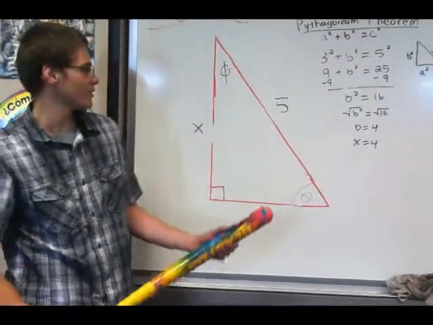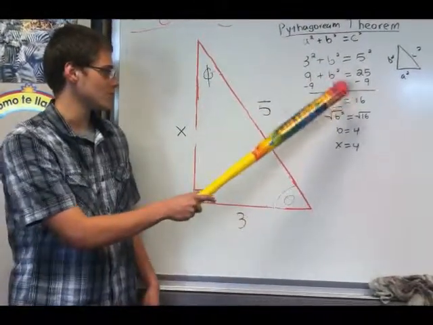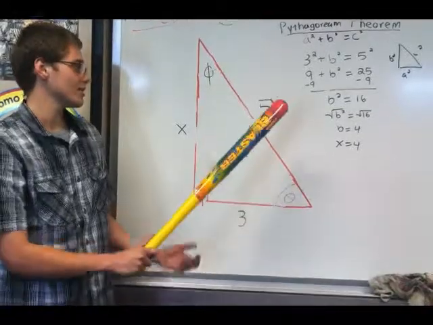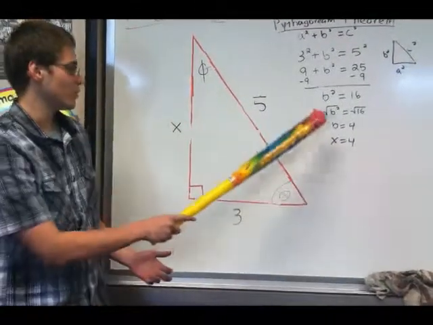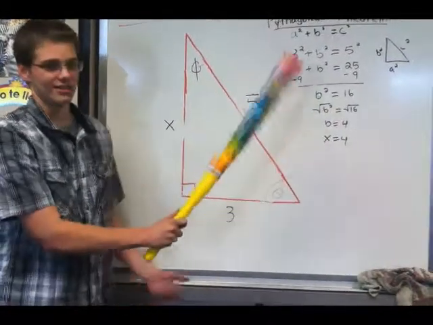And then to solve for b squared, you subtract 9 from both sides. And you get b squared equals 16. And to get rid of the squared, you take the square root of both sides. And so you get b equals 4, and thus x equals 4.